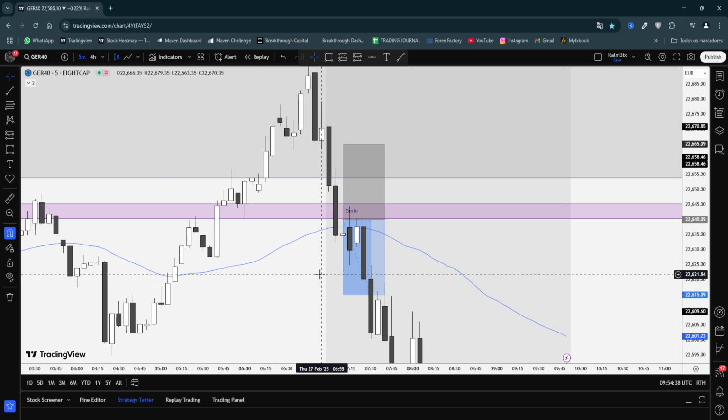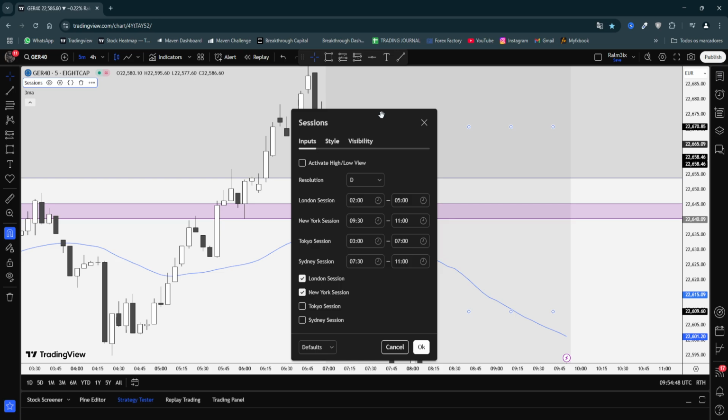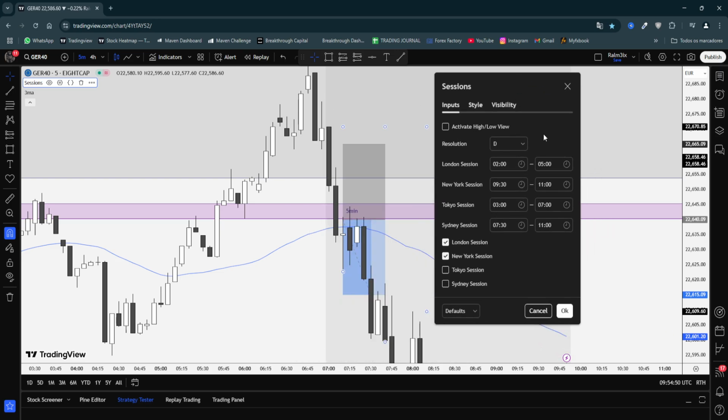The times for this are from 7 a.m. to 10. For you guys, for your time, this is New York time: 2 a.m. to 5 a.m. for London, and for New York 9:30 to 11.